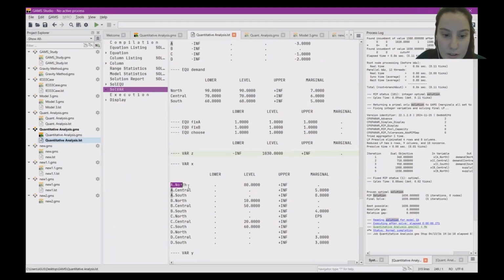Okay, look. So A to North, we send 80 units. B to North, we send 10 units. B to Central, 50 units. C to Central, 20 units, and C to South, also 60 units. So as you can see, because we opened C, we did not open D. That's very important here. That's also why we did it a little manually.